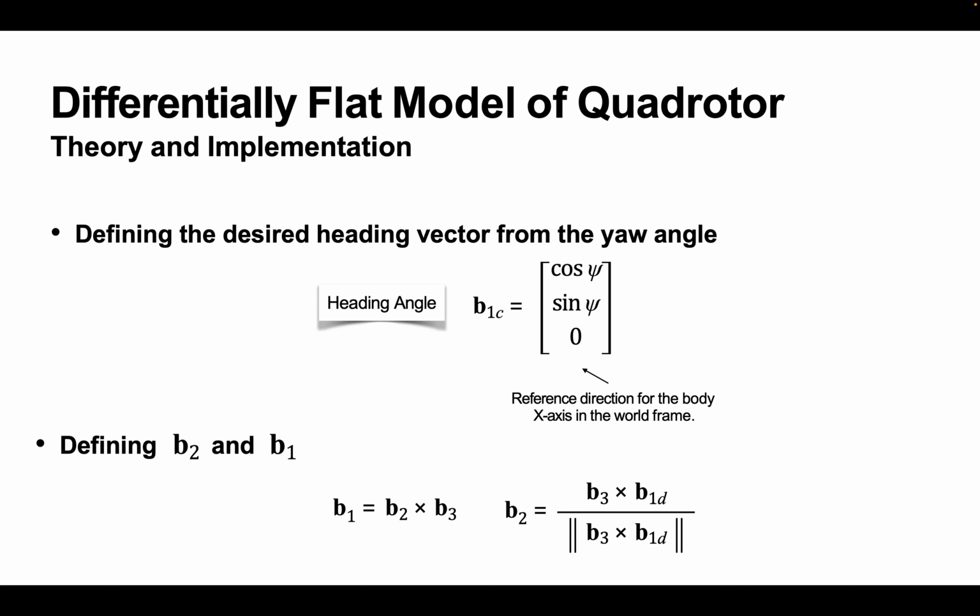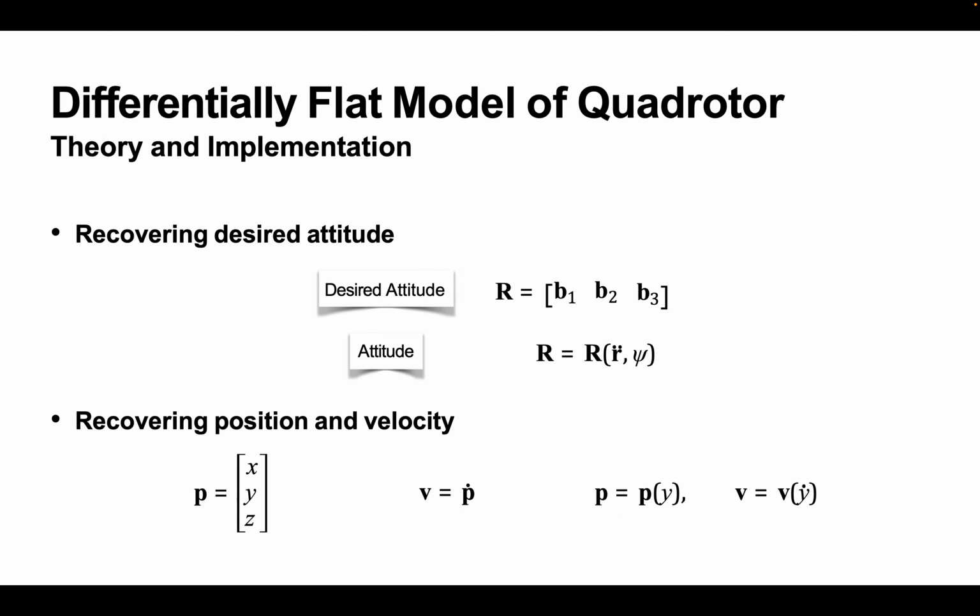Using the yaw angle, we define the desired heading vector. Then, together with the body z-axis, we reconstruct the remaining body axes, B1 and B2. This allows us to build a complete orthonormal body frame. By stacking B1, B2, and B3 as columns, we recover the desired attitude matrix R. This means that the attitude can be computed from the second derivative of the position and the yaw angle.